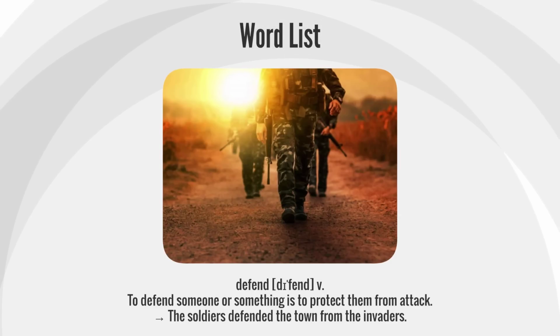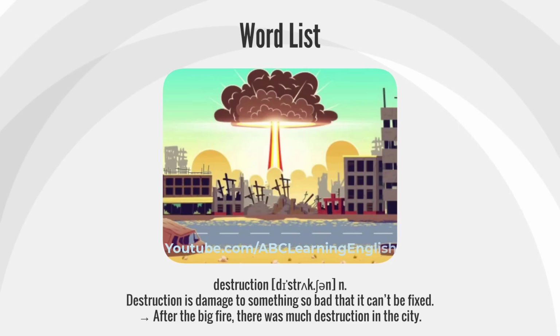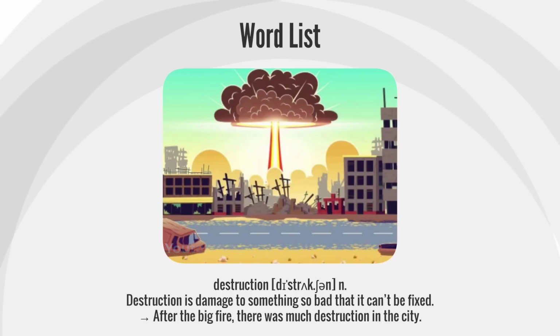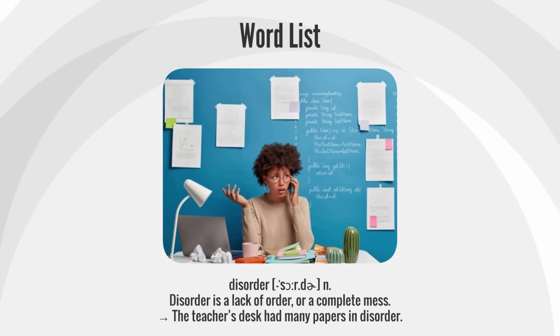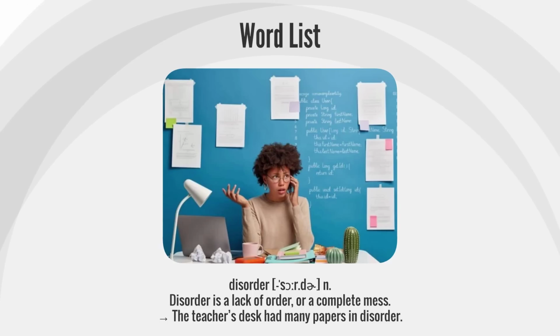Defend. To defend someone or something is to protect them from attack. The soldiers defended the town from the invaders. Destruction. Destruction is damage to something so bad that it can't be fixed. After the big fire, there was much destruction in the city. Disorder. Disorder is a lack of order or a complete mess. The teacher's desk had many papers in disorder.